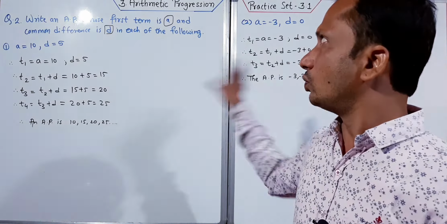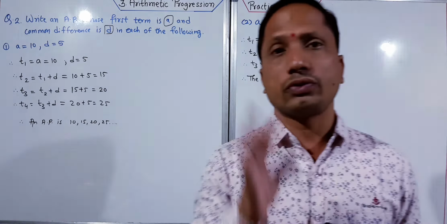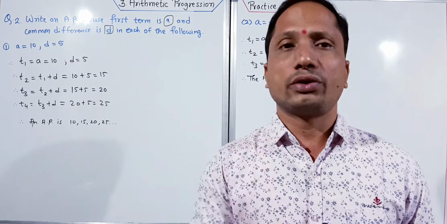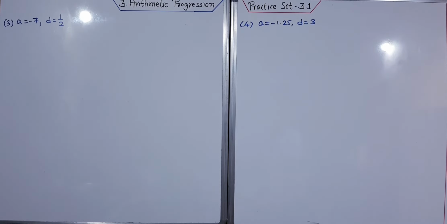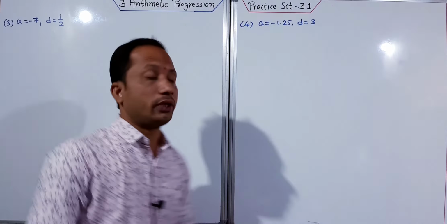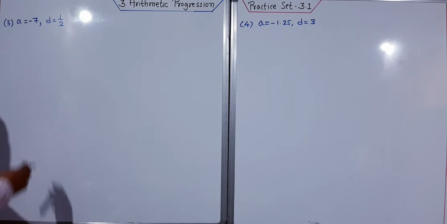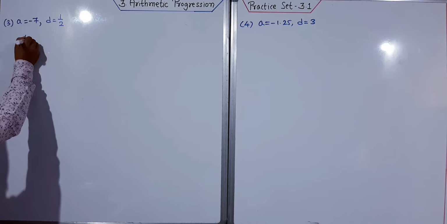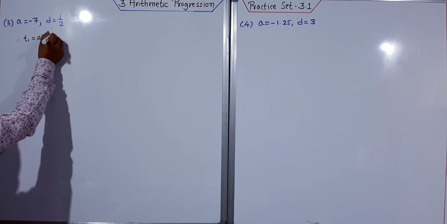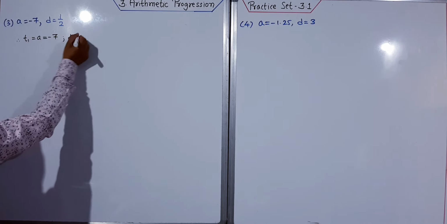So these are the first two questions we have solved, and now we are going to solve the next two questions. So we'll solve the next two examples. In the third example, A is equal to -7 and D is equal to 1/2. Therefore, I will write T1 is equal to A is equal to -7, D is given 1/2.